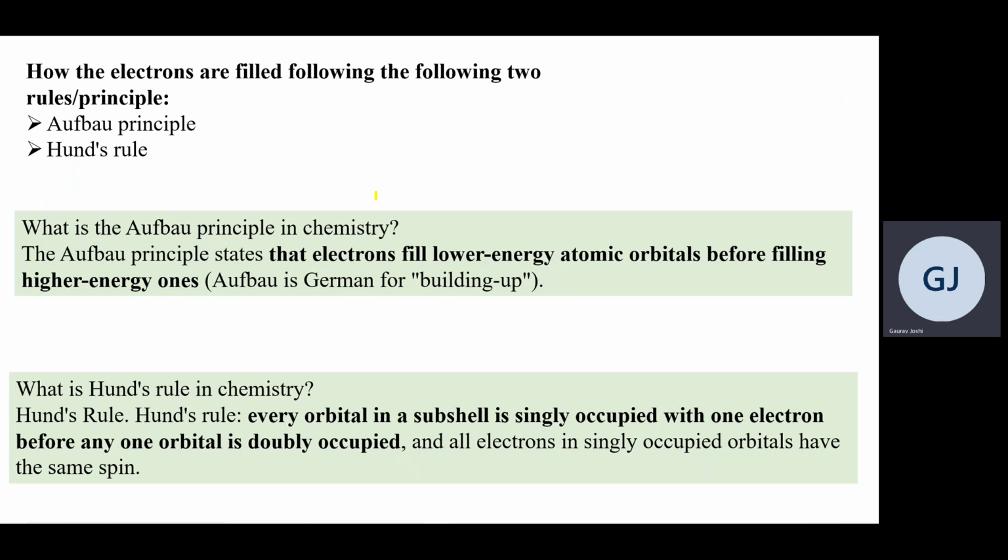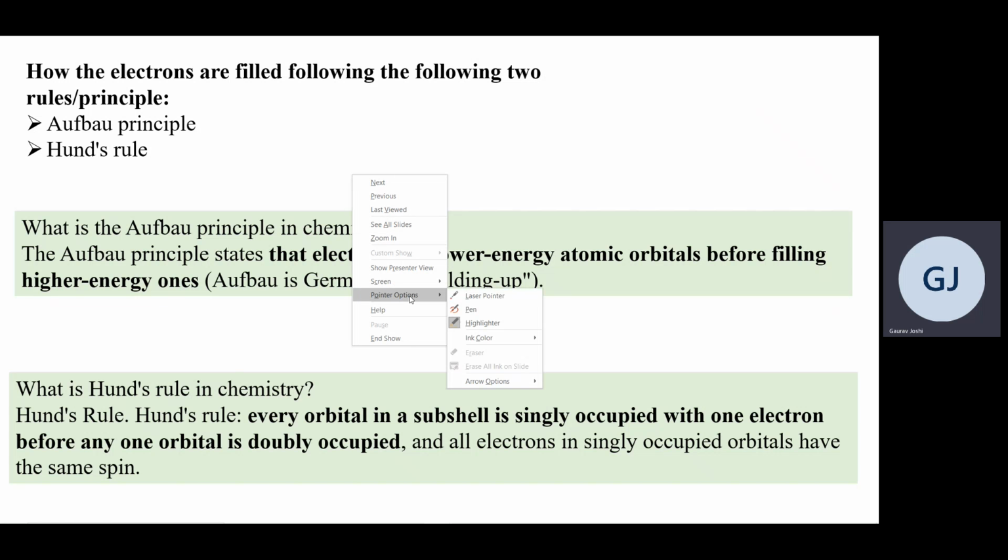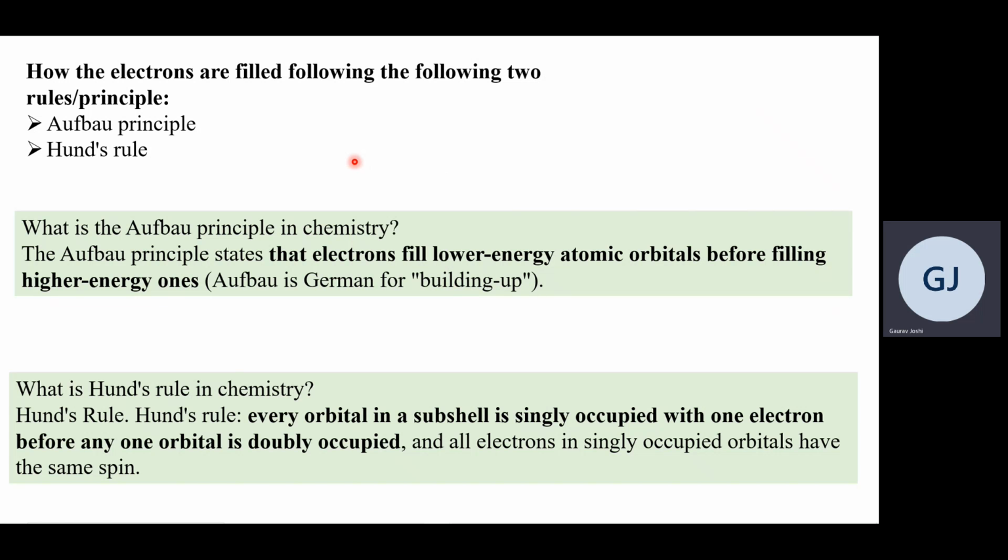Now, when we are discussing such things in chemistry, we actually follow two rules in order to know how the electrons are filled: the Aufbau rule and the Hund's rule. The Aufbau principle states that electrons fill lower energy atomic orbitals before filling the higher energy ones. So the lower energy shells will be filled first, then we fill the higher energy orbitals. The second thing is the Hund's rule.